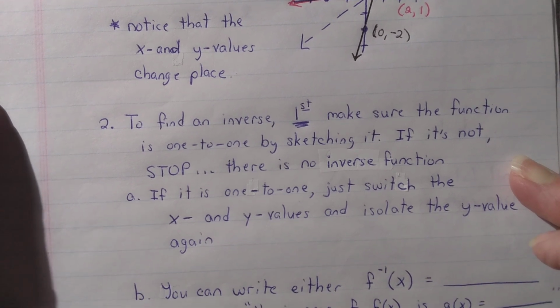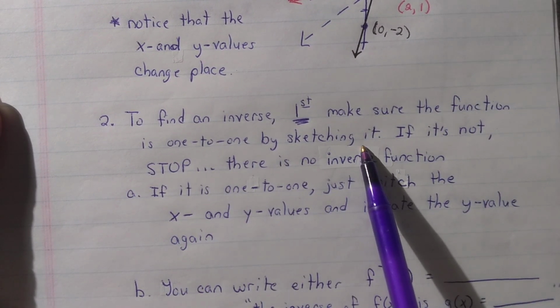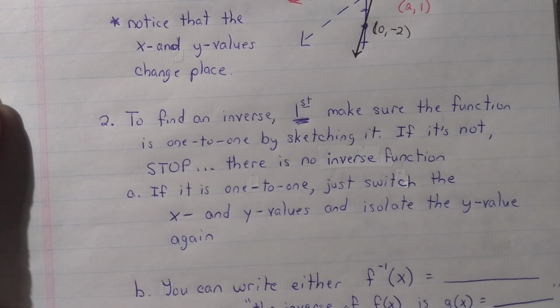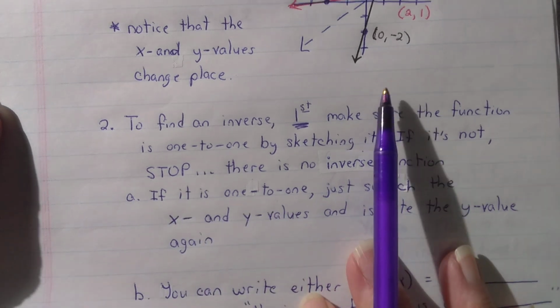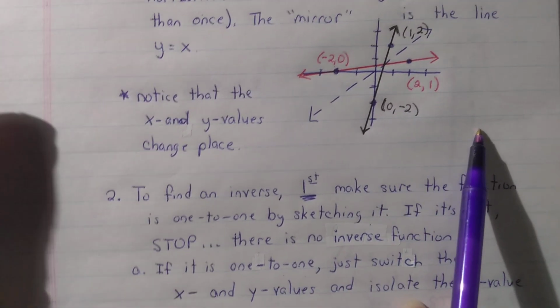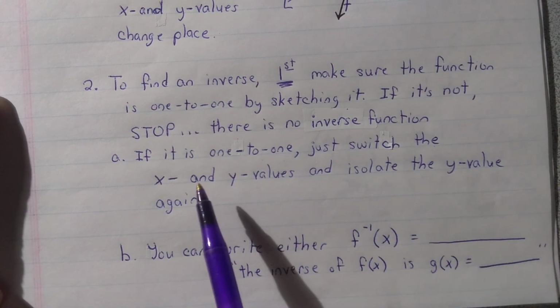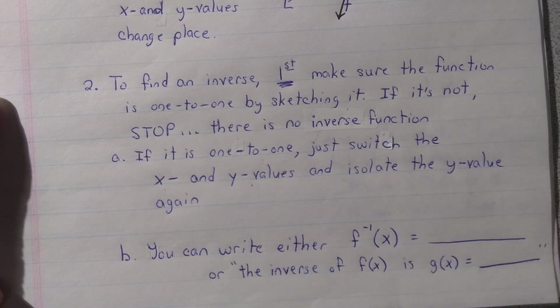To find an inverse, first make sure the function is 1 to 1 by sketching it. If it's not, stop. There is no inverse function. You don't have to go any farther. If it is 1 to 1, like the example that I gave you right here, it is very simple to find the inverse. You literally just switch x and y and isolate the y value again.